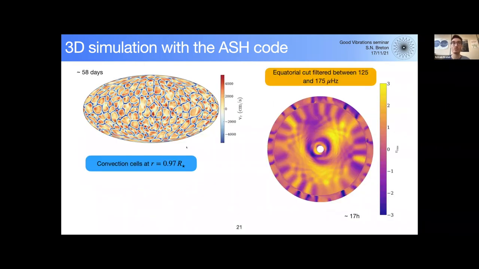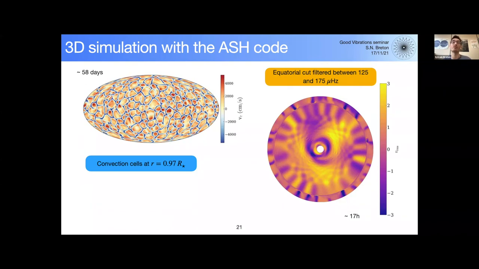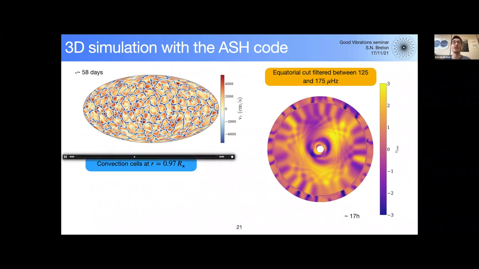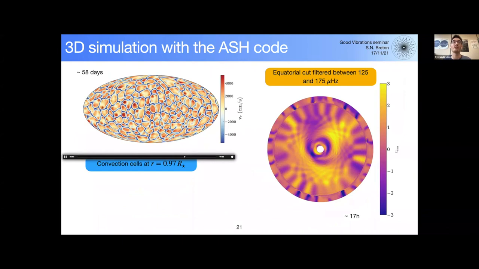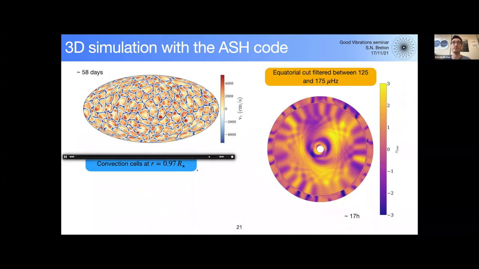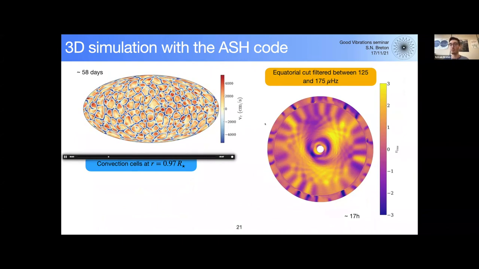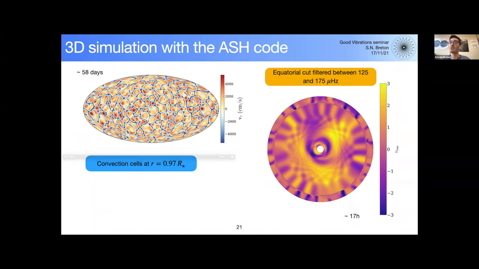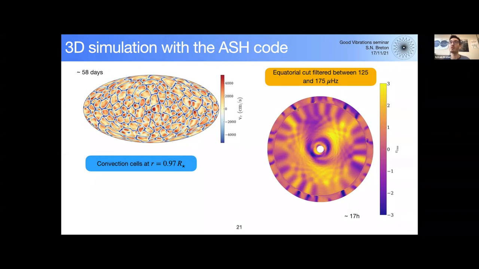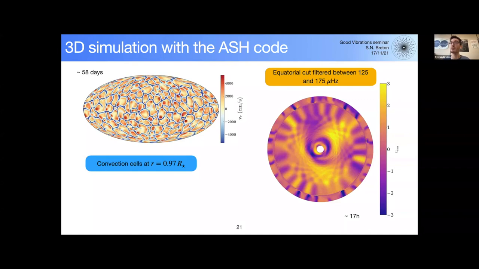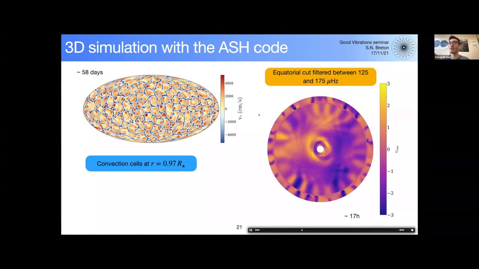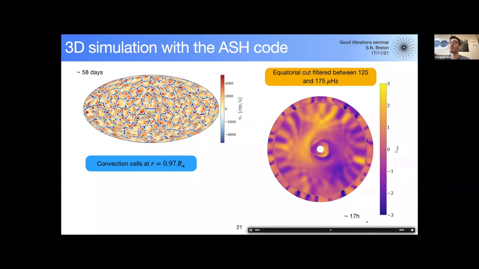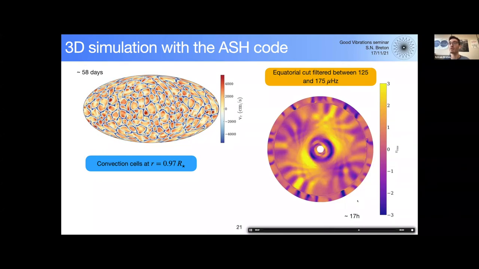So let me show you a film of the convection at the surface of the model, on a 58 days time scale. Here you can see the convective flows and the convective cells form and evolve. On a much shorter time scale, you can see how these convective flows interact and how the gravity waves of highest frequency evolve, just over 17 hours of simulation.